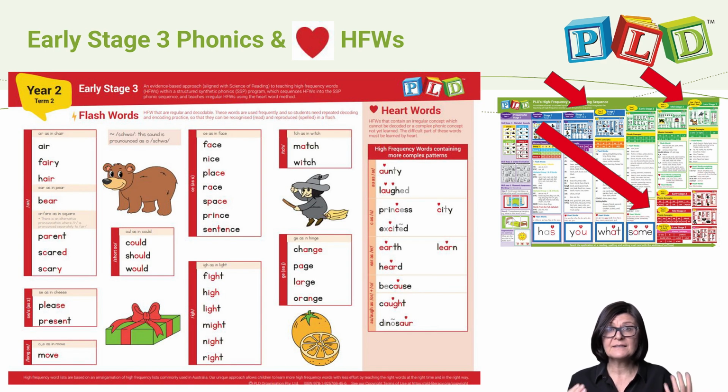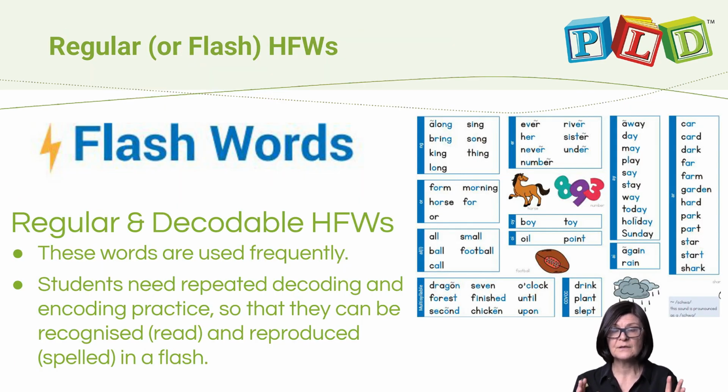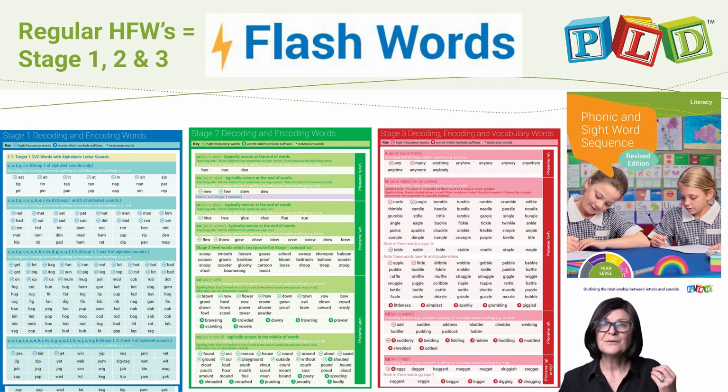Progressing through the charts now, the charts start to go red because we've got blue for stage 1, green for stage 2, and now the early and then the late stage 3 concepts and their associated high frequency words. So we've got our flash words, in which students need that decoding practice until they're able to read them automatically in a flash, and also encoding practice until they're able to spell them quite automatically. The beautiful thing here is these are integrated.